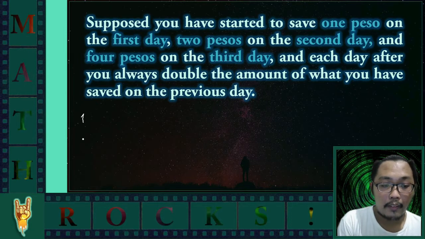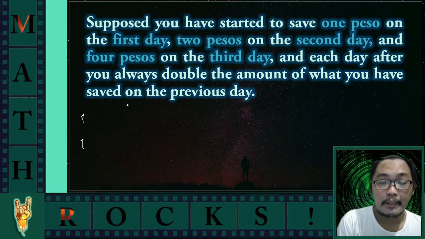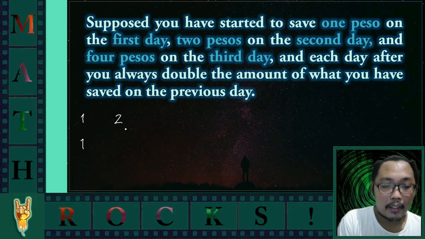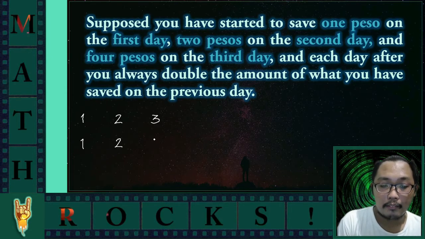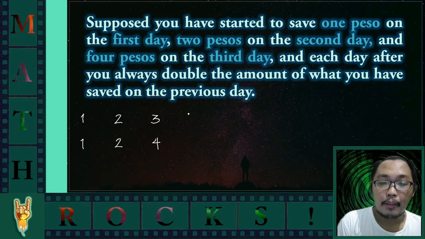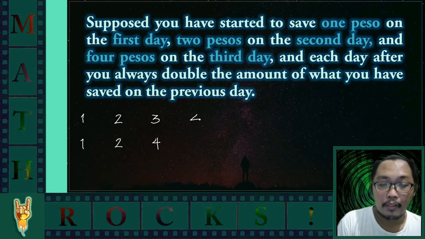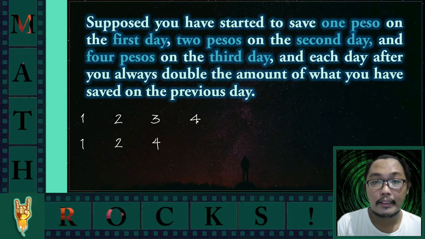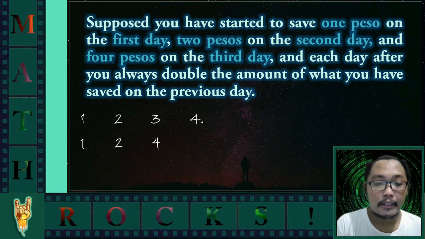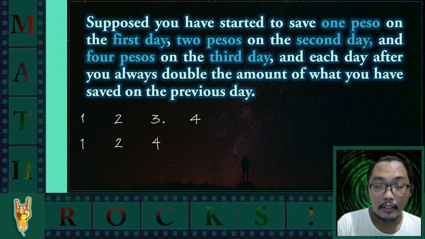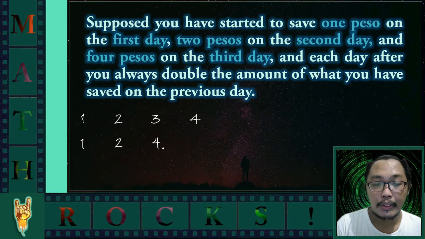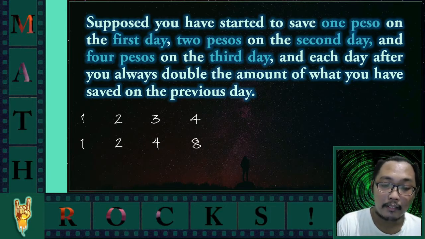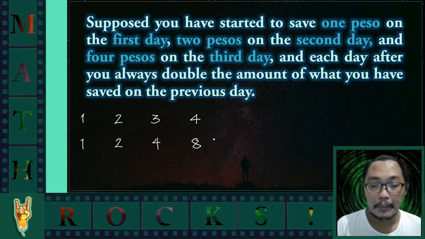So let us have the same illustration, for which it was stated in the situation that on the first day, we have saved 1 peso, while on the second day, we have saved 2 pesos, while on the third day, we have saved 4 pesos. But for each day after, we have to double the amount of the savings on the previous day. Since on the third day we have saved 4 pesos, then we have to multiply this with 2 so that we get the next savings of 8 pesos.